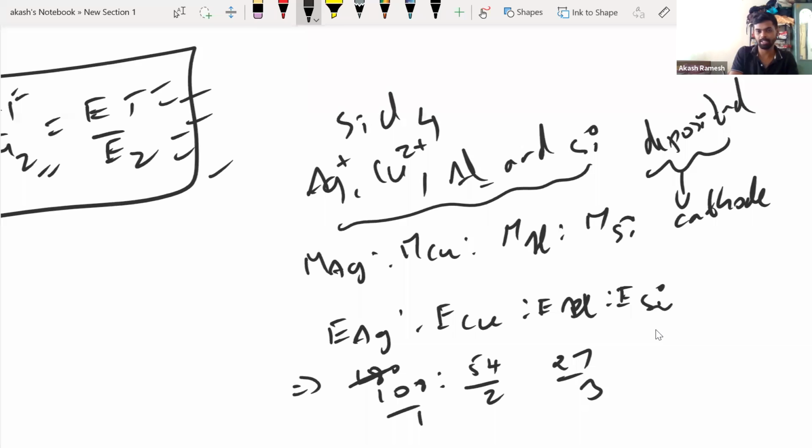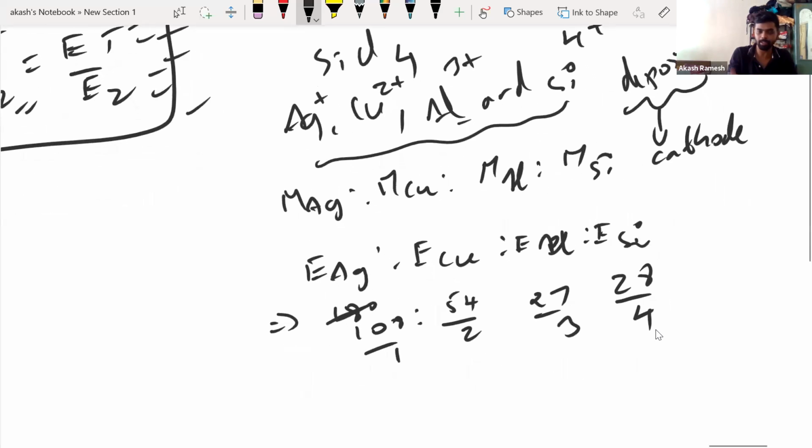I forgot the value for silicon. Silicon's atomic mass is 24, wait, no, it's not 24. Let me check. It's 28, okay. Now aluminium forms Al3+ and silicon will form Si4+, so 28 divided by 4. You don't have to calculate the values, people, they are going to get cancelled.